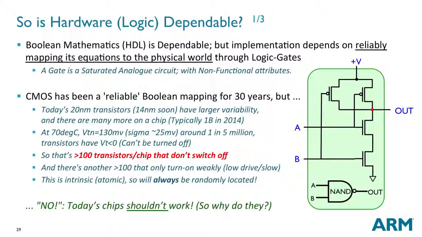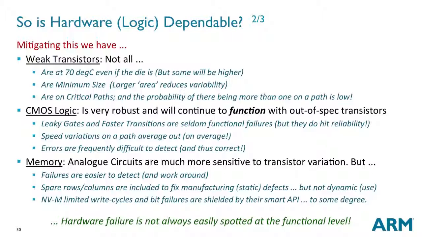Is hardware any better? Because this idea that hardware is perfect has come from somewhere. But the answer is no. Actually, hardware is fairly imperfect. Of all of the things I've talked about, there are many reasons why it shouldn't work. So why do they? Well, they work because there are an awful lot of factors that we don't really understand.